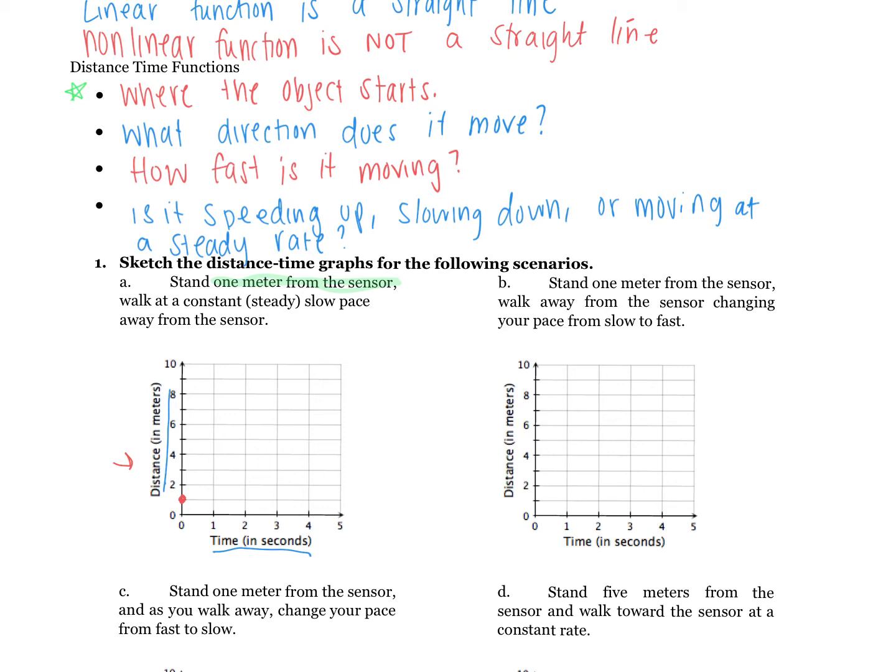Okay, then it asks myself, where does it move? So the next question, I'll start in red and then I'll highlight it in red. Where is it moving? And in this case, it's moving away from the sensor. Okay?